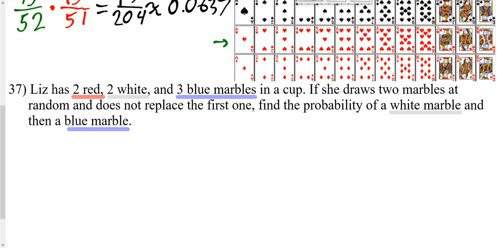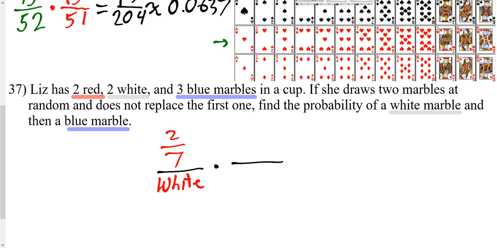The same idea can be used with marbles, where one thing is affected by the other thing. So here we're looking at still doing 2 marbles. We need to get a white marble. And we have 2 whites out of a total of 7 choices.